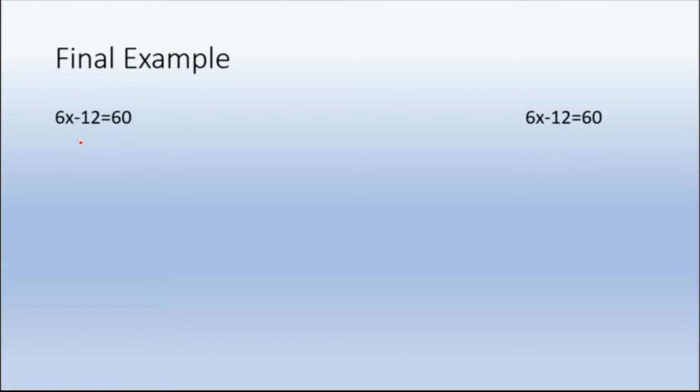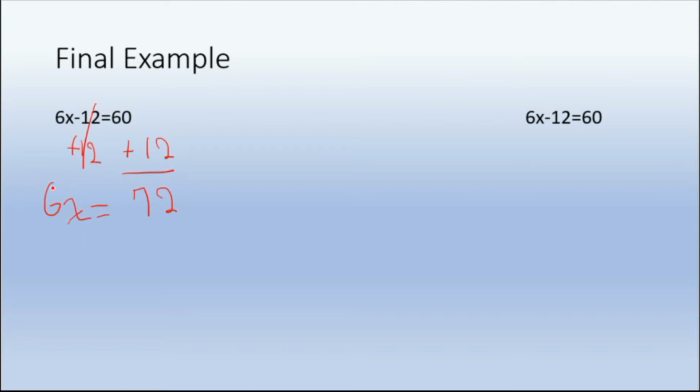So over here, we have a multiplication and we have subtraction over here. So since subtraction is further away from this variable, we're going to start by getting rid of subtraction by adding 12 to both sides of the equation. Negative 12 and positive 12 cancel each other out, leaving us with 0. 60 plus 12 is 72. Okay, so over here on the left side, we're left with 6x equals 72.